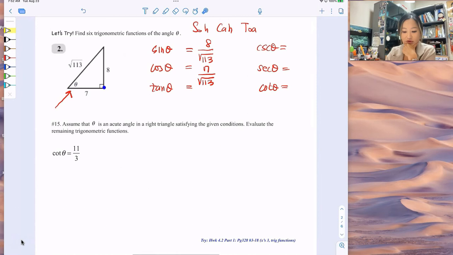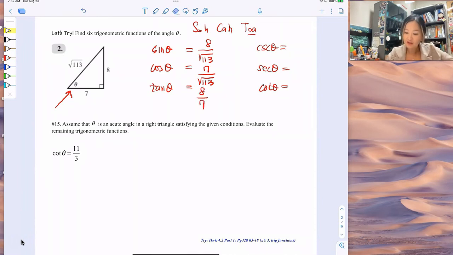Okay, of course, across from the right angle, the hypotenuse is always the longest, okay? And obviously this is the second longest and this is a shorty. Just kind of know that, okay? Tangent of theta is what? Opposite over adjacent, so it's going to be 8 over 7.